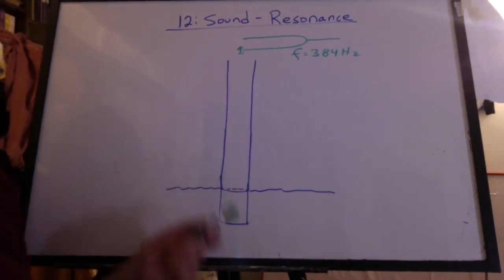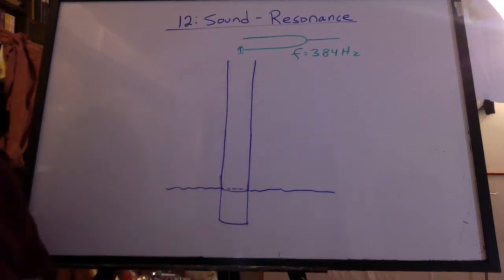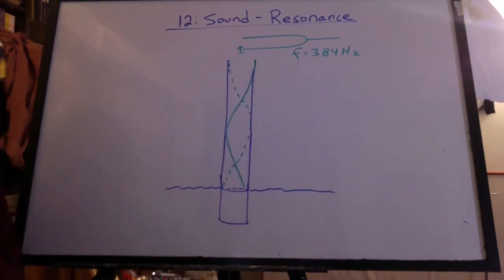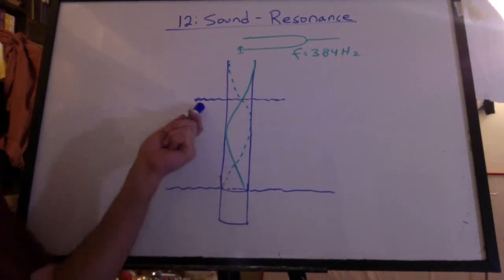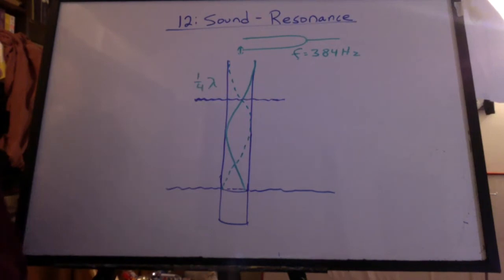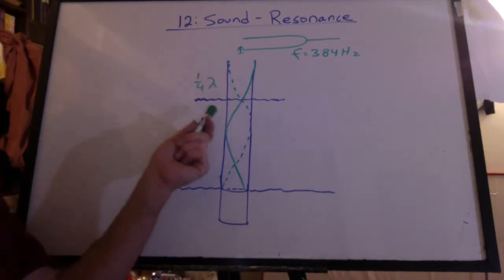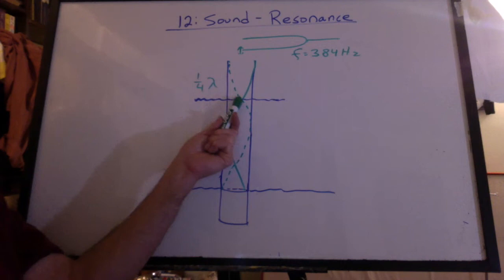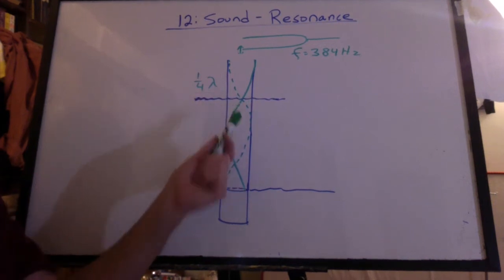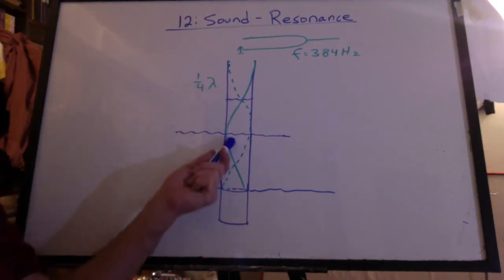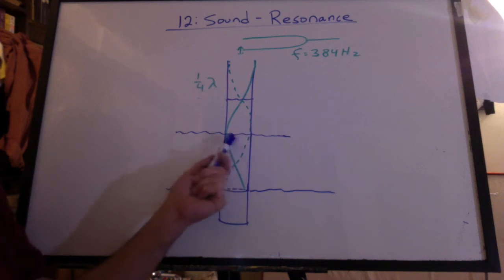I'm going to zoom out on my picture a little, still use the 384 hertz tuning fork, and we're going to draw the waves as they go down the tube. If the water level was here, we'd have a quarter of a wave and it would resonate. The node is at the fixed end where the water level is, so it matches, it works. If I lowered the water to this point, it won't work. We have a maximum here. I need a node because it's a fixed end, so this will not resonate.